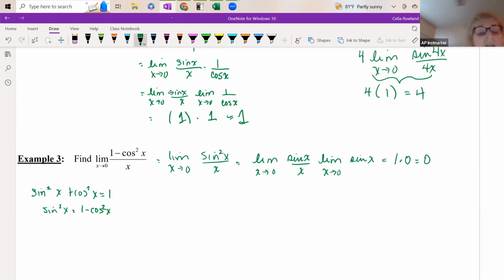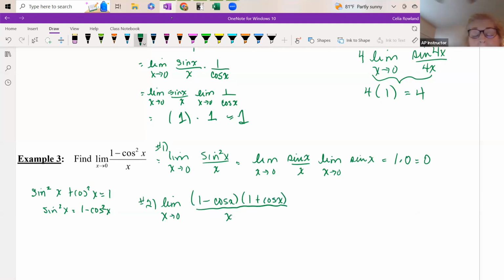That's it. Okay, the other thing I can do is I can factor it. So this we're going to call like number 1. Okay, number 2 is I can factor this. So I can say the limit as x goes to 0 of 1 minus cosine x, all this over x, and 1 plus cosine x.